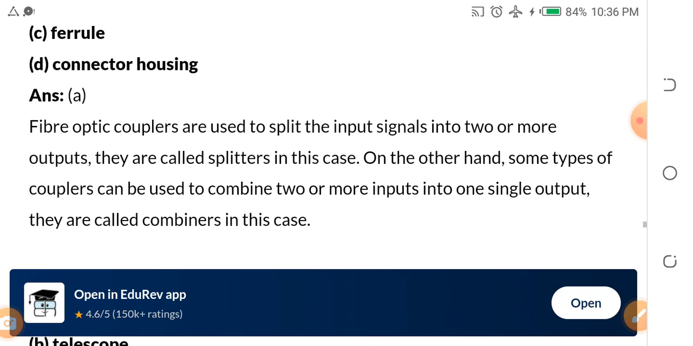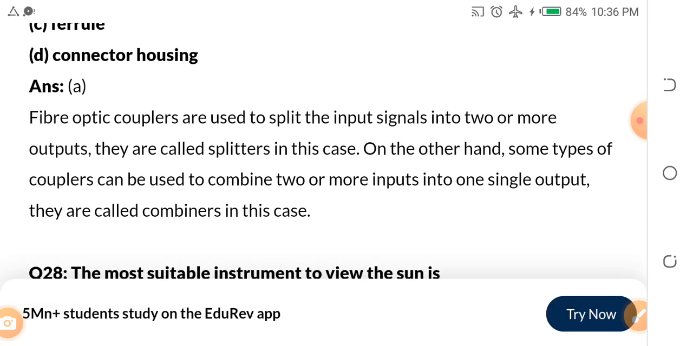Fiber optic couplers are used to split the input signal into 2 or more outputs.